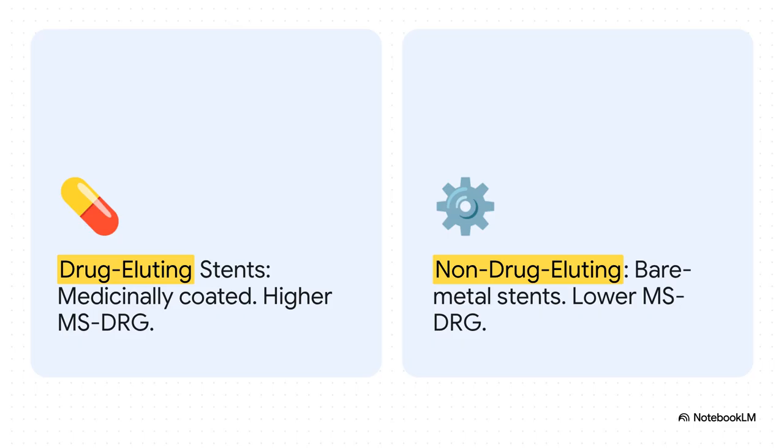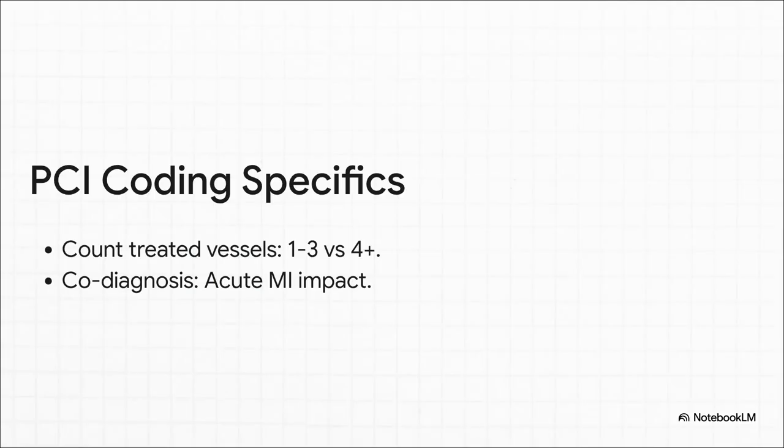This single, tiny qualifier alters the DRG entirely. A DES might land your case in MS-DRG 246 or 247, whereas an NDES drops the case all the way down into MS-DRG 249. Missing this detail means you are completely misrepresenting the clinical complexity and the actual resources the hospital utilized. Furthermore, for PCI procedures, the stakes are incredibly high when it comes to counting.